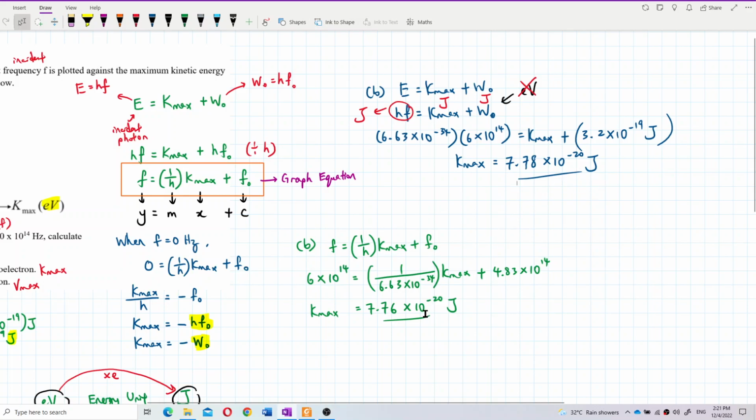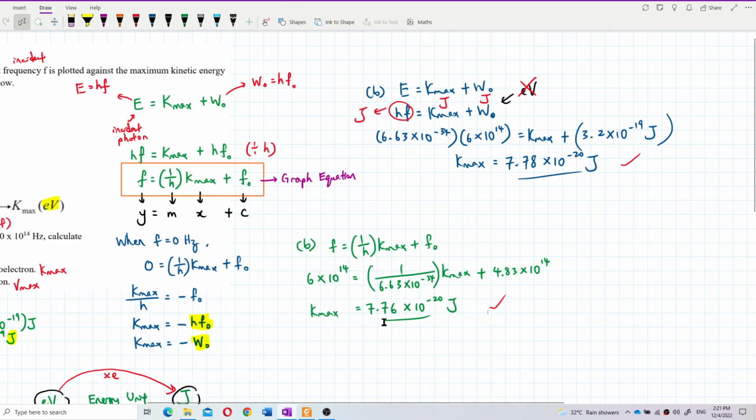So is the answer correct? Yeah, almost the same, just differ a little bit. This one is 7.78, this one is 7.76. So what got differ? Because I round up the values somewhere. So almost the same. So you still get back the same answer. You see that? So my answer here is correct.